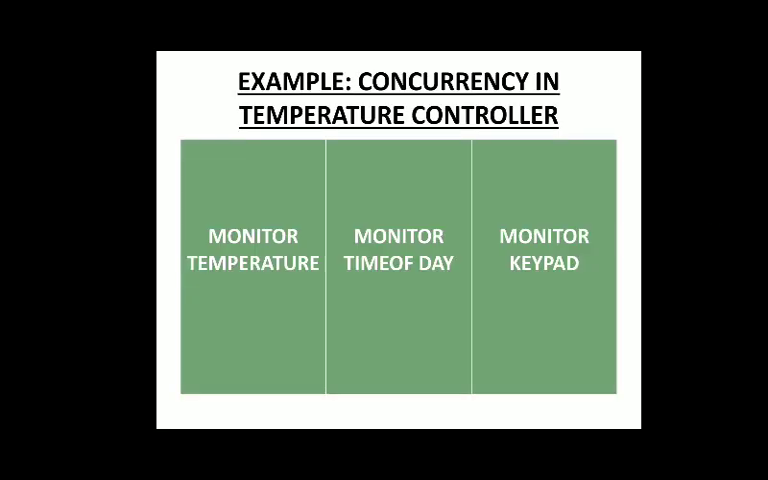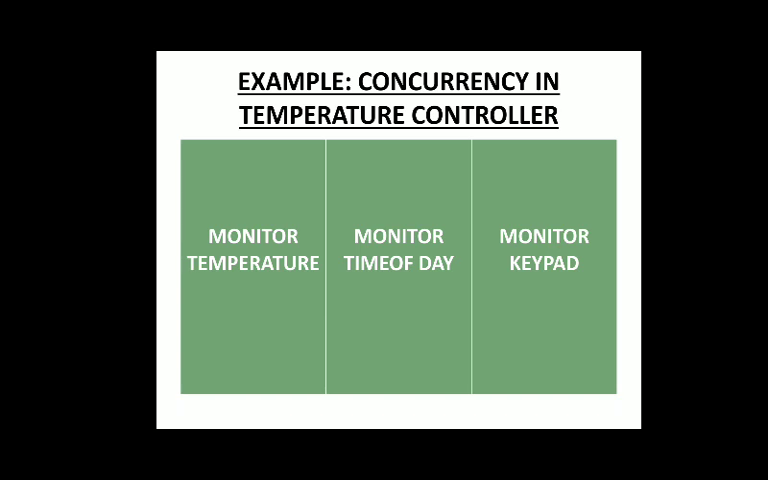Here is an example of concurrency in a temperature controller. When the temperature controller is monitoring the temperature, simultaneously it is monitoring the time of the day. Why is it monitoring the time of the day? Because previously the user has said that in the morning the temperature should be like 25 degrees C, between 10 a.m. and 4 p.m. the temperature would be say 21 degrees C, and for night time or evening time it will be something else.